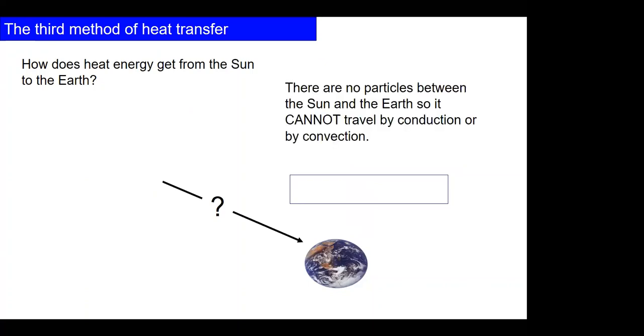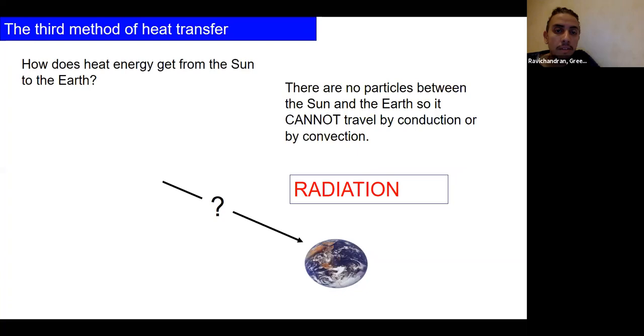Here is radiation, the third type of heat transfer, and this travels in a space. There is no need for a medium to travel for this one.